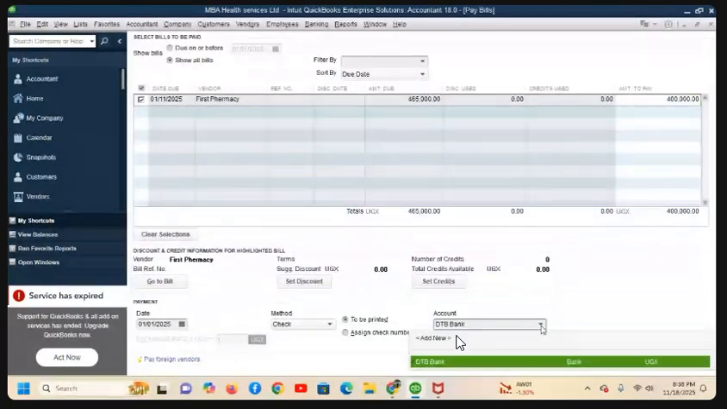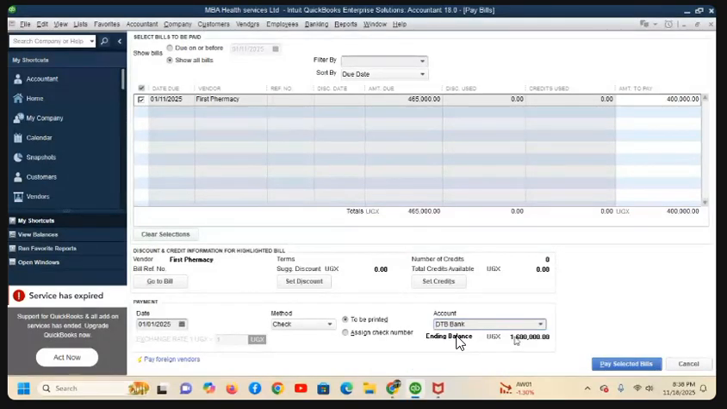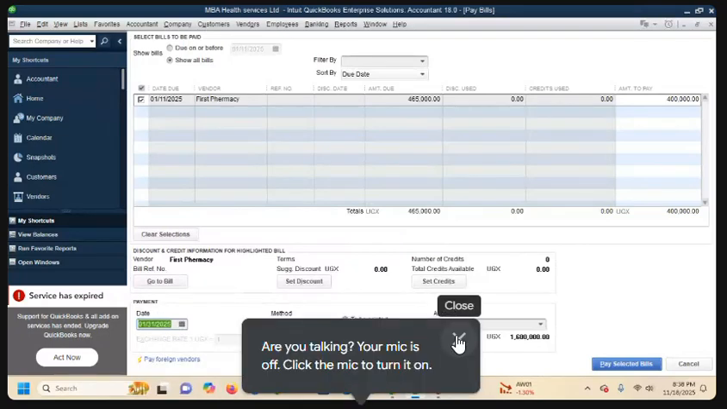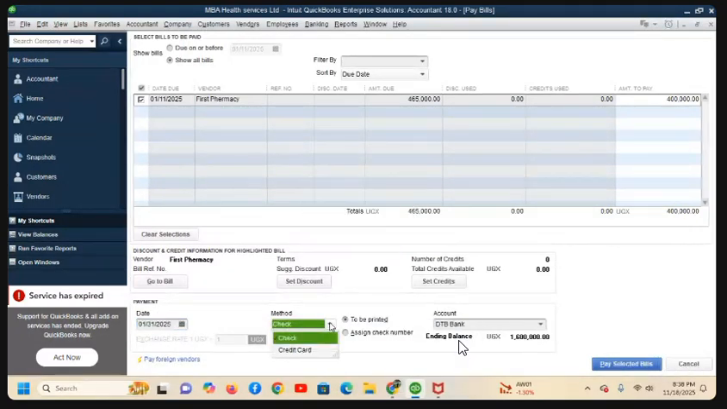And which account are you using to pay? Here you come and select the bank account you are using to pay. Remember, we have a bank account which is Diamond Trust Bank. In the Diamond Trust Bank, we have 1.6 million. All the money you have in the bank account will be reflected here. Here you'll have the date of payment. If it is not right, you can come and say maybe we are paying on 31st January.